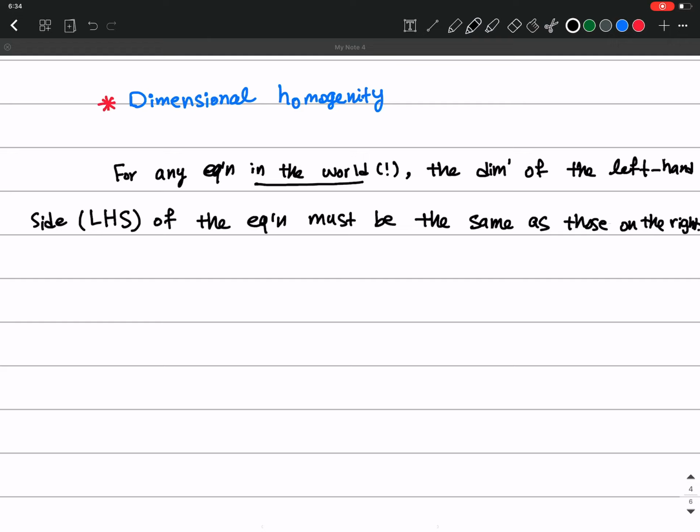So this is a very important principle for any physical equation in the world. Doesn't matter what field it is, any physical equation. When you write any equation that has units or dimensions, the dimension of the left-hand side and right-hand side should match, okay?